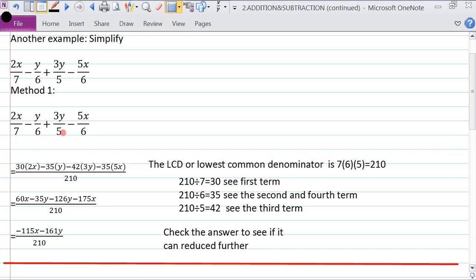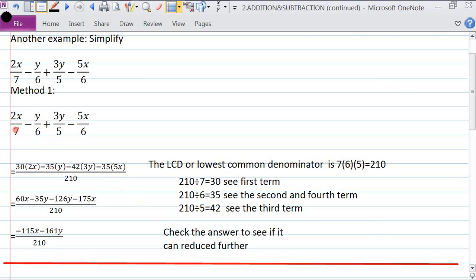Now, if you say, well, what if I chose 42? 7 times 6, well, 5 won't go into 42. What if I choose 6 times 5? 30. Well, 7 won't go into 30. So 7 times 6 times 5 is the lowest common denominator, 210. Now you take the first one: 210 divided by 7 gives you 30. 210 divided by 6 gives you 35. And 210 divided by 5 gives you 42.